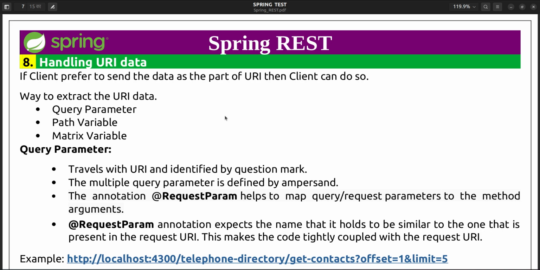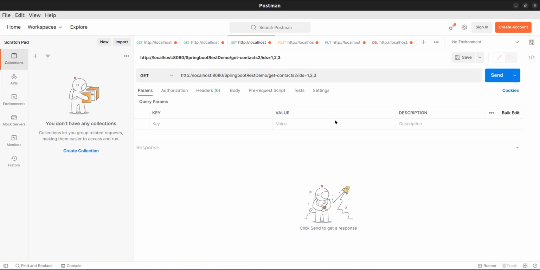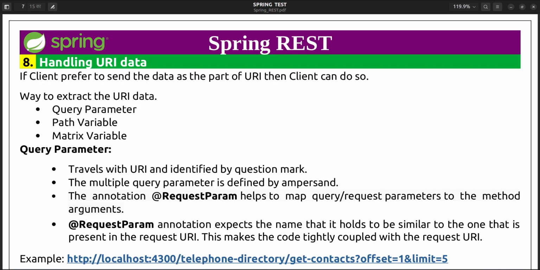So before starting this session, I want to show you in the last session, get contacts by IDs. We are passing more than one ID, that was not working. So that is also an example of type URI data, handling URI data.